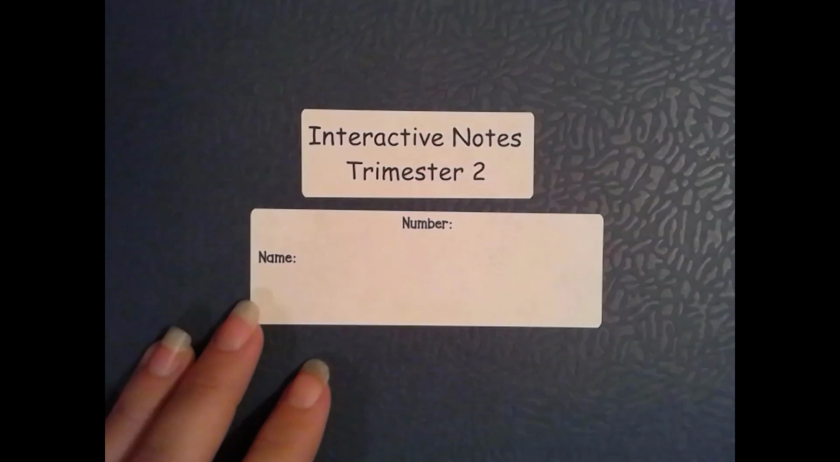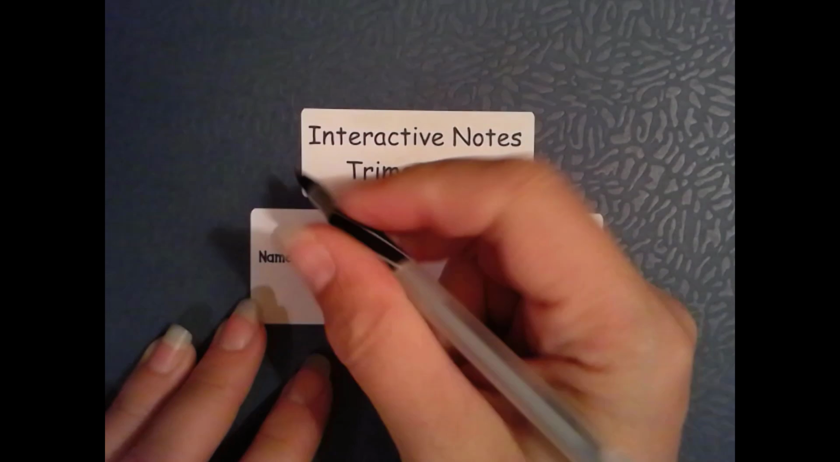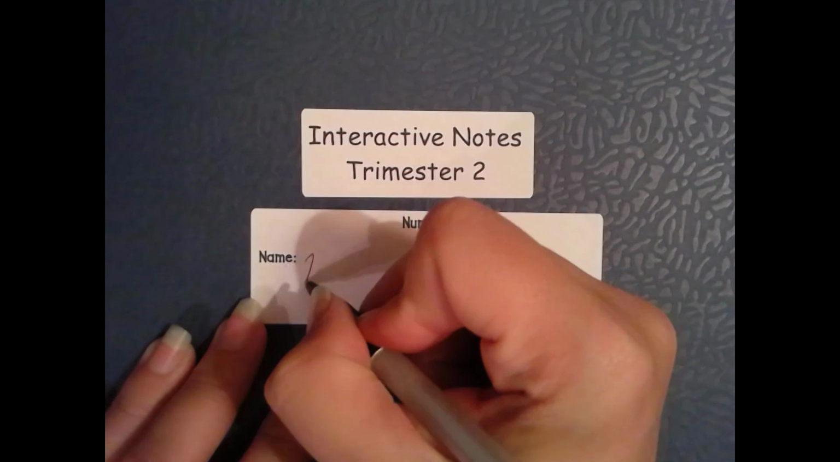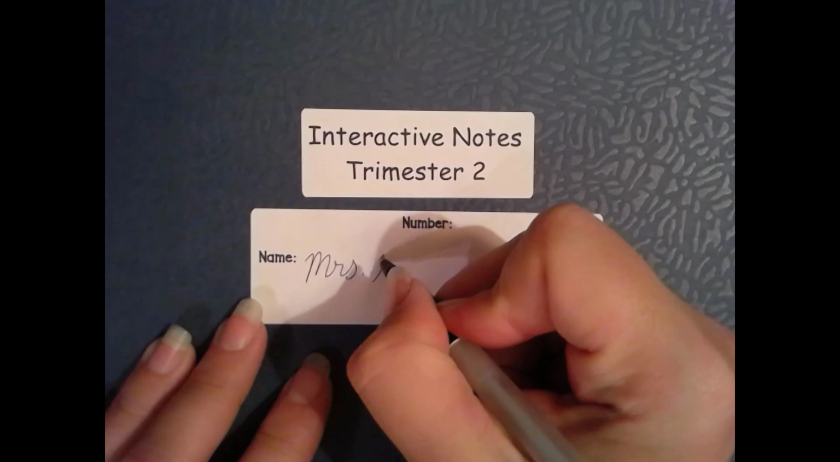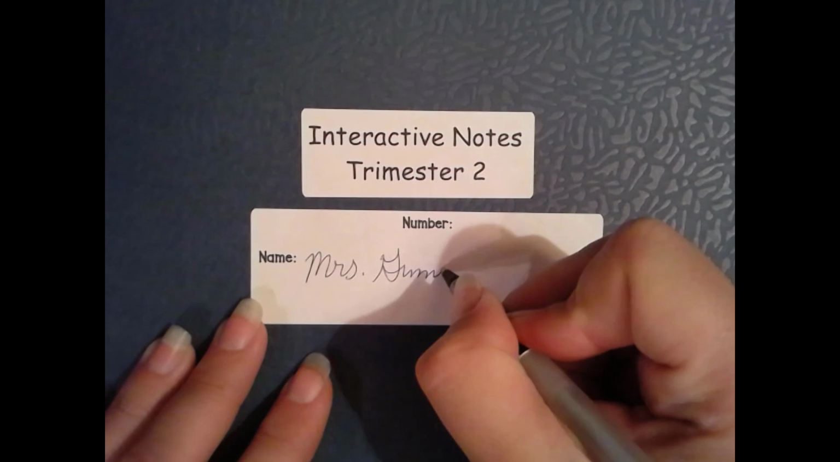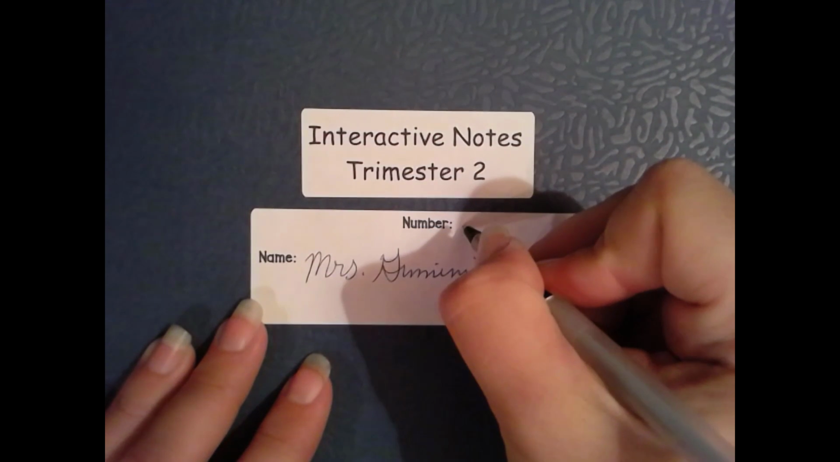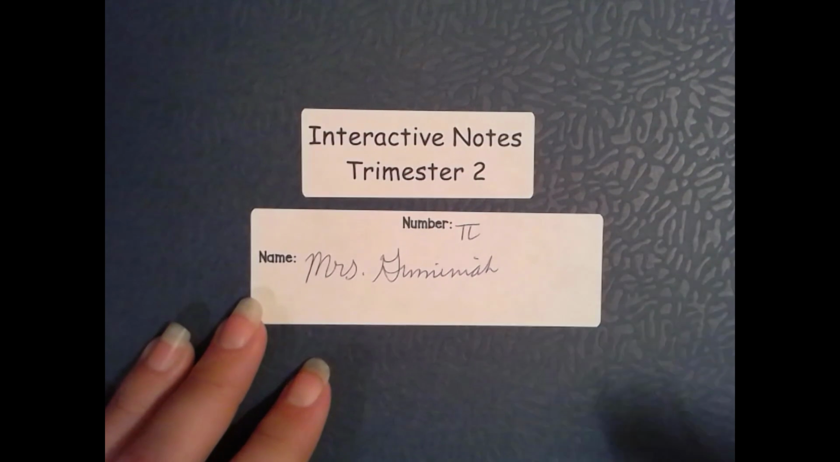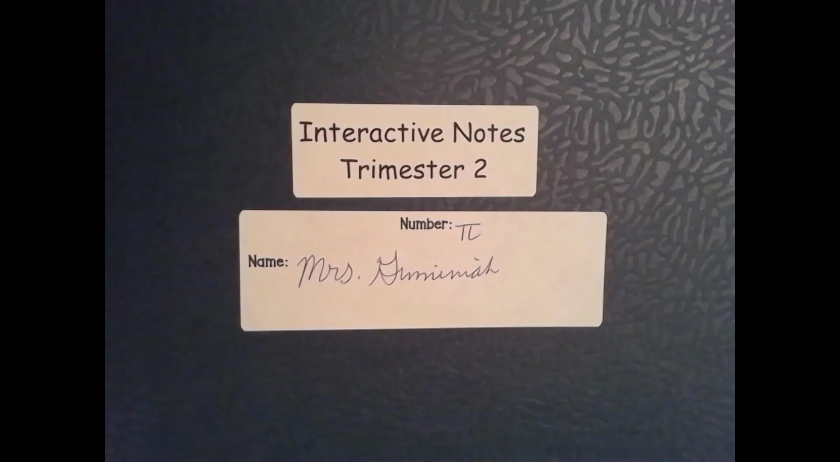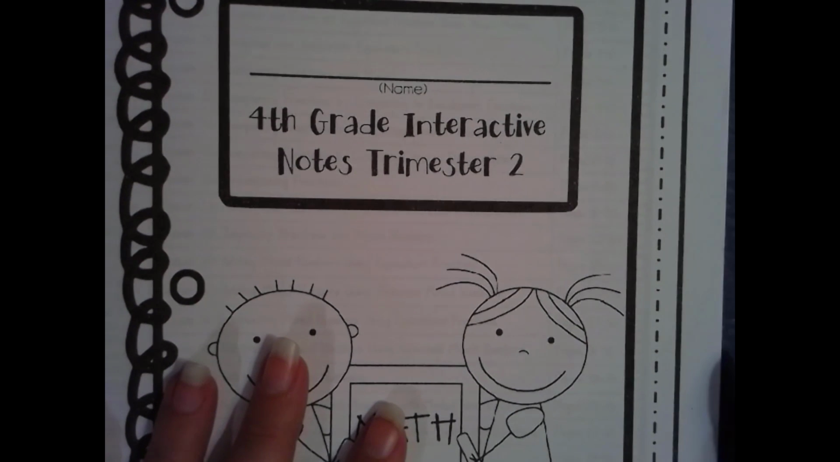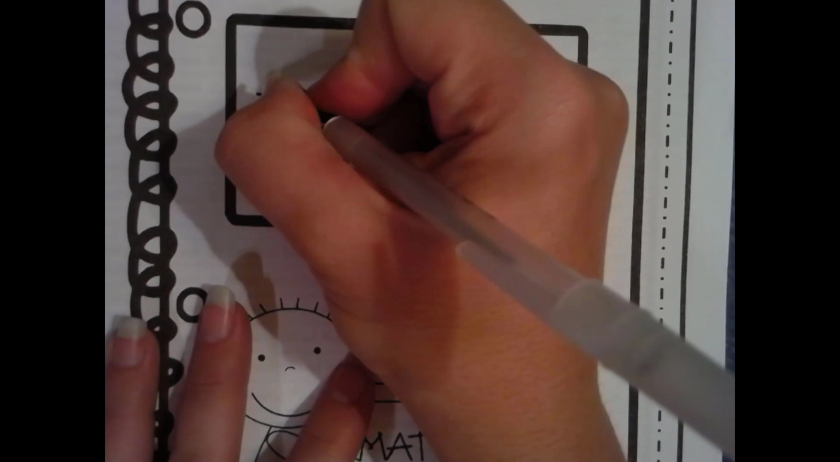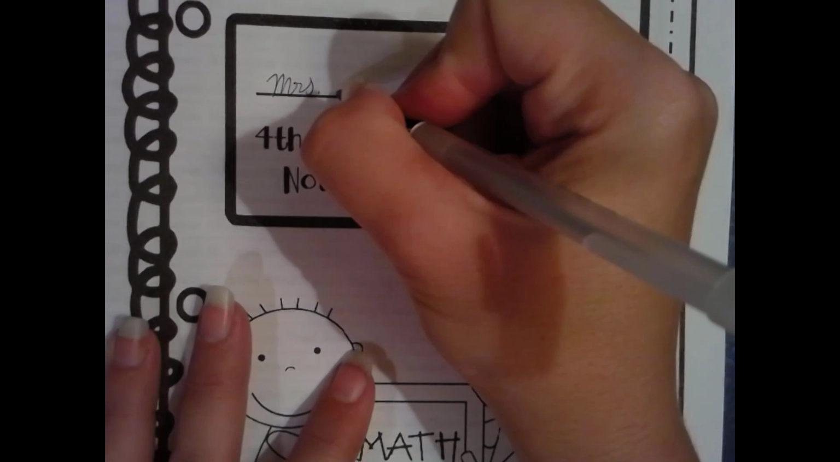Welcome to Trimester 2 Notes. We'll be beginning with Lesson 28, but we want to make sure with your new folder that you have your heading on the front. Please put your name and number. My number's pi. Okay, and then also on the first page, in case something were to get ripped out or misplaced in some way, it's important to put your name as well, first and last, in cursive.